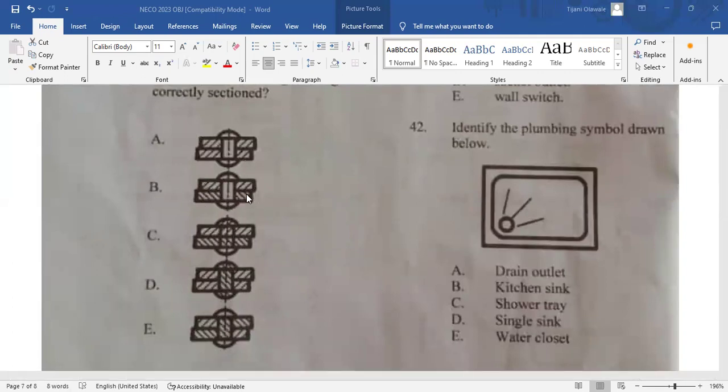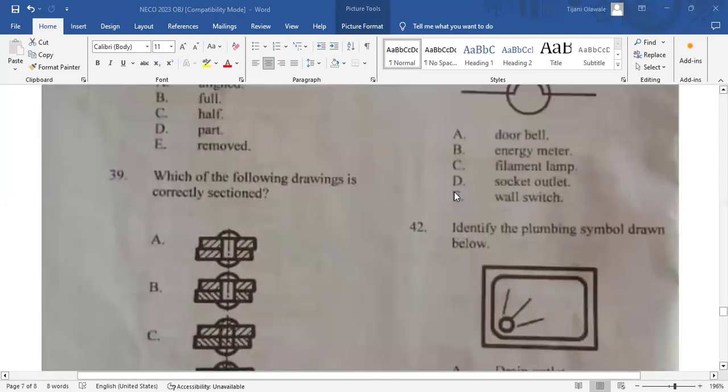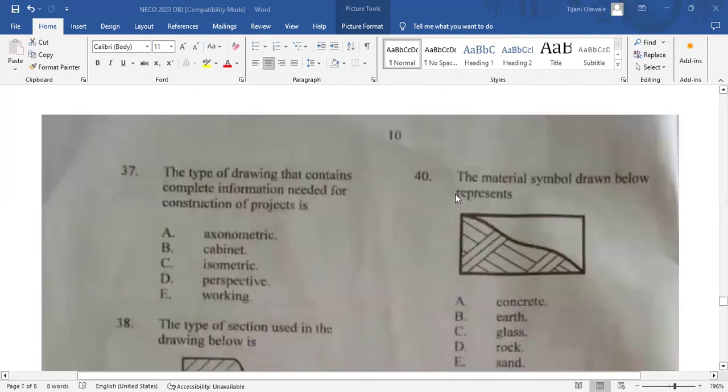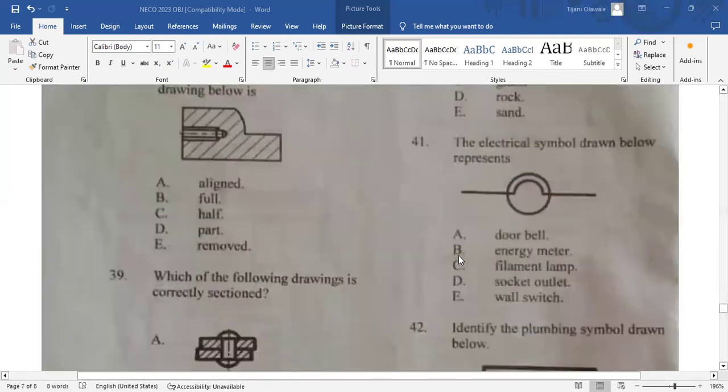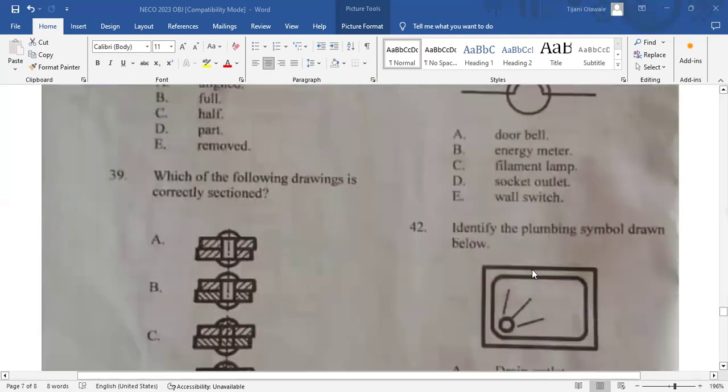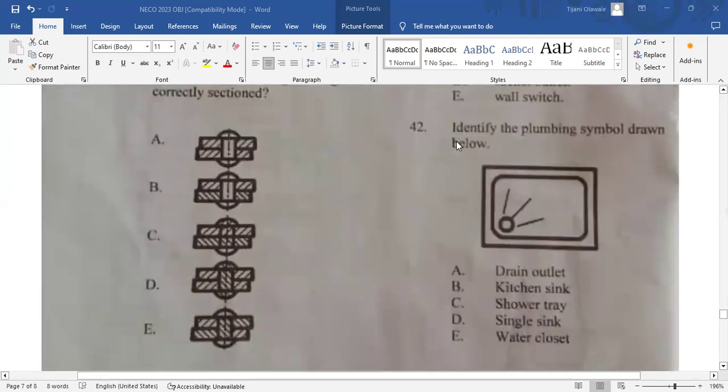This is correctly sectioned. Then question 40 says that the material symbol drawn below is Hertz. So it is Hertz. That is option B, the answer to that question. Then question 41. The electrical symbol drawn below represents filament lamp. It represents filament lamp.